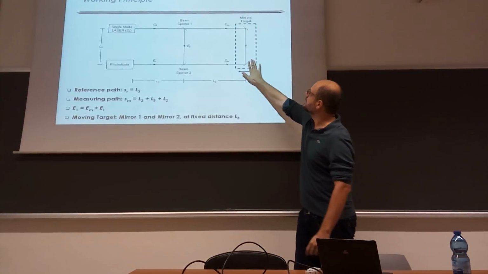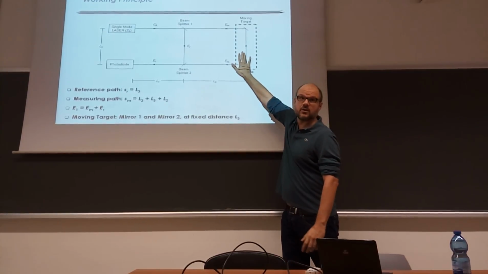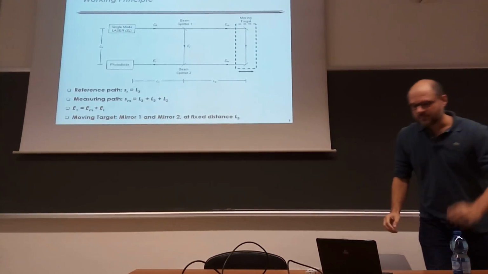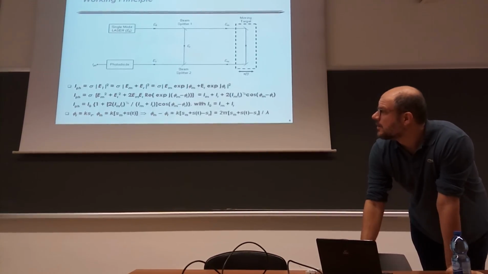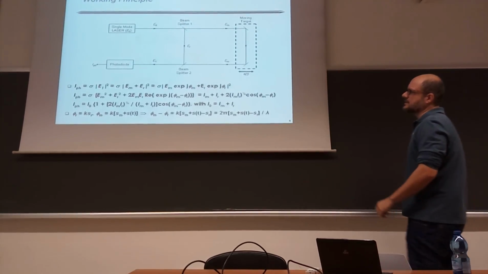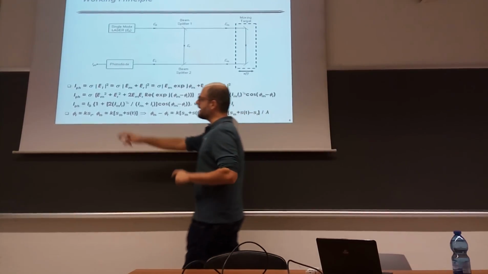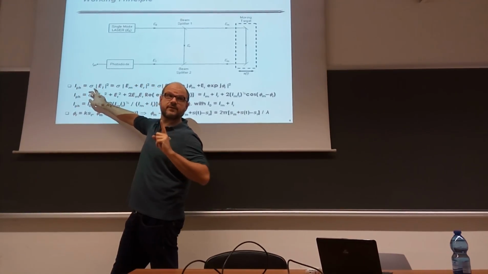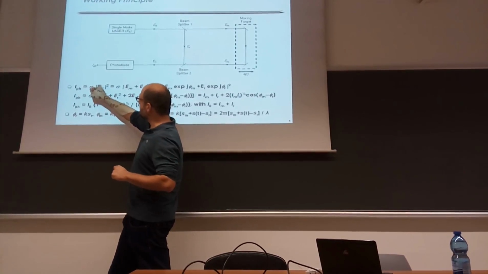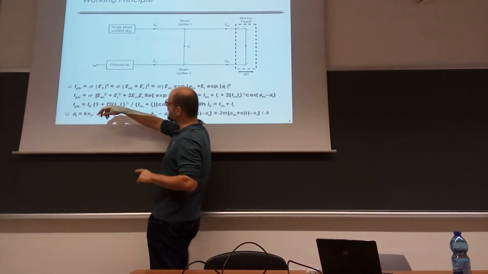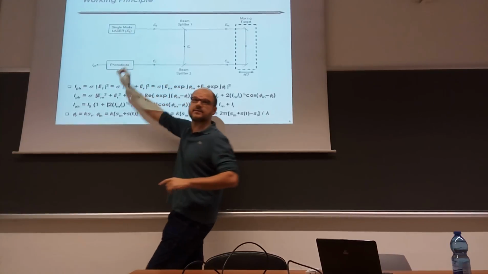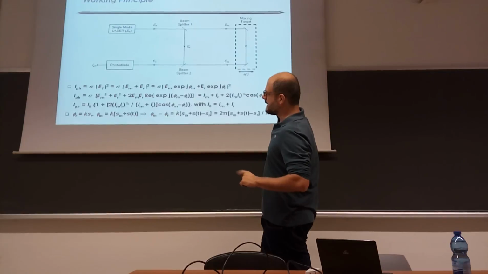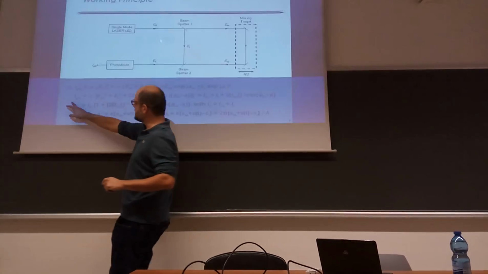If this object moves, then on the photodetected current you see something very interesting. Why is it interesting? Simply because the photodetected current is related to the optical power, not to the electric field. So it is related to the square of the modulus of the incoming electric field. If you do some math, the photodetected current is proportional to that.